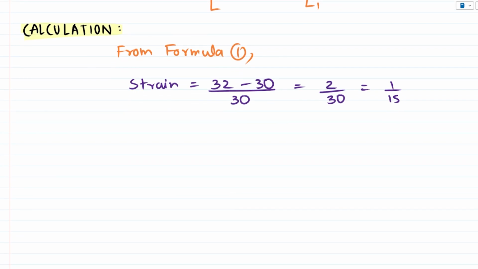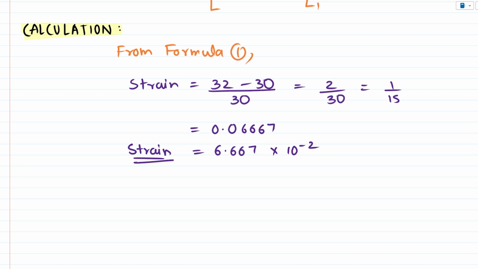Now if we divide 1 by 15, हमें आएगा value as 0.06667. So effectively हम जो है वो final 6s को round off कर देंगे as 7, and let's try to represent it in a better decimal format. So 6.67 into 10 raised to minus 2. This is the value for strain.